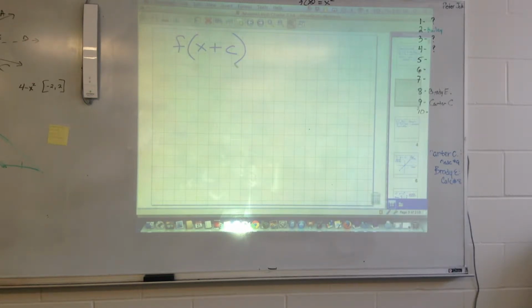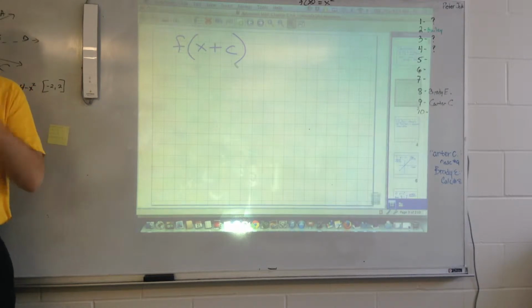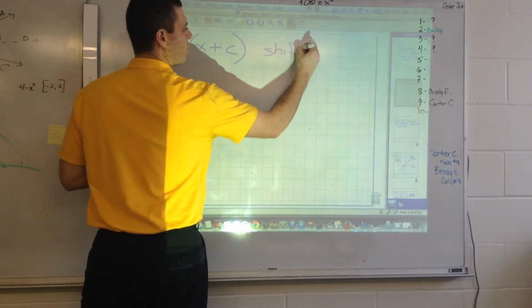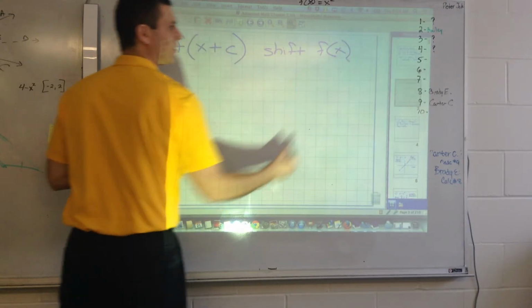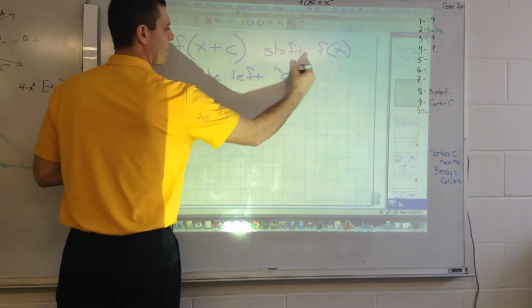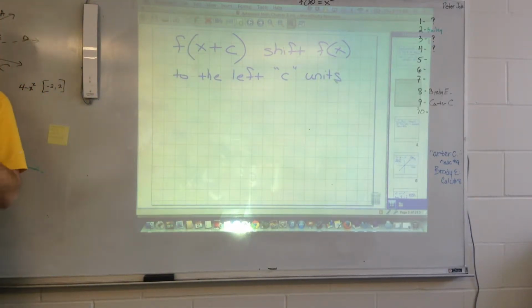What would that do to the parent function? Left to right. Opposite. That's going to move it horizontally. I'm going to go a little bit more specific on this one because I think it confuses a lot of people. Because it's a plus, I'm going to say that this would shift f of x to the left c units.